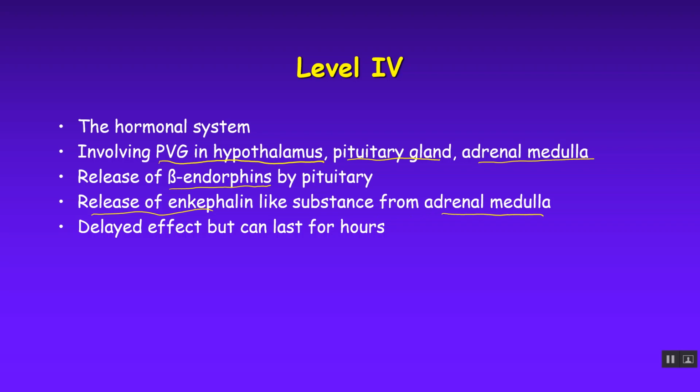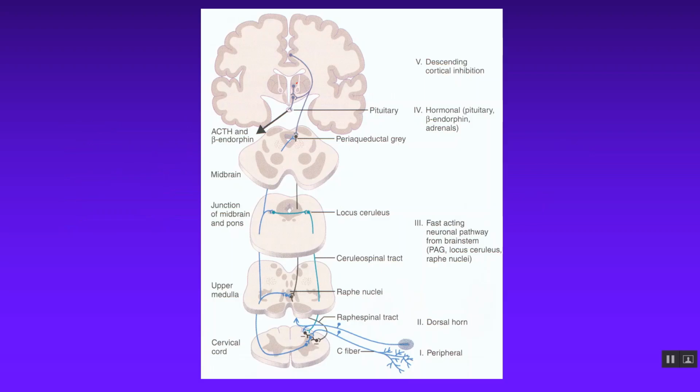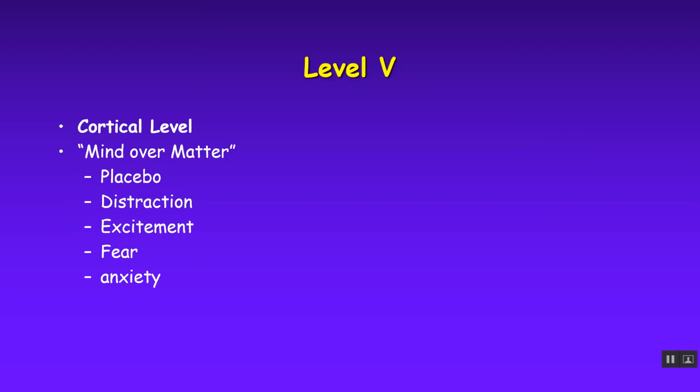The adrenal medulla, which sits right on your kidney there, you can stimulate that, and that will produce some enkephalins, which are a substance like a natural opiate. These are delayed effects that can last for hours. Level 5, the last level, is basically cortical, mind over matter. This is people like the meditation, breathing, conscious control over your perception of pain.